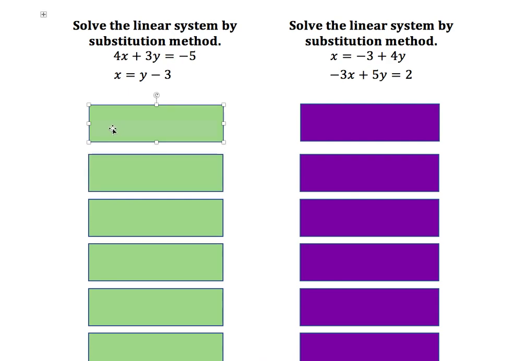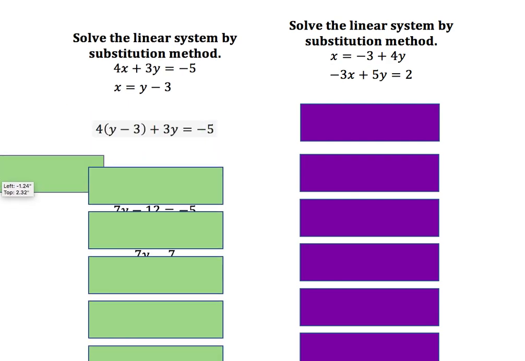Let me see if I can do that without moving everything. Oh well. For some reason, these ones are acting kind of funny. Pretend you don't see all this.